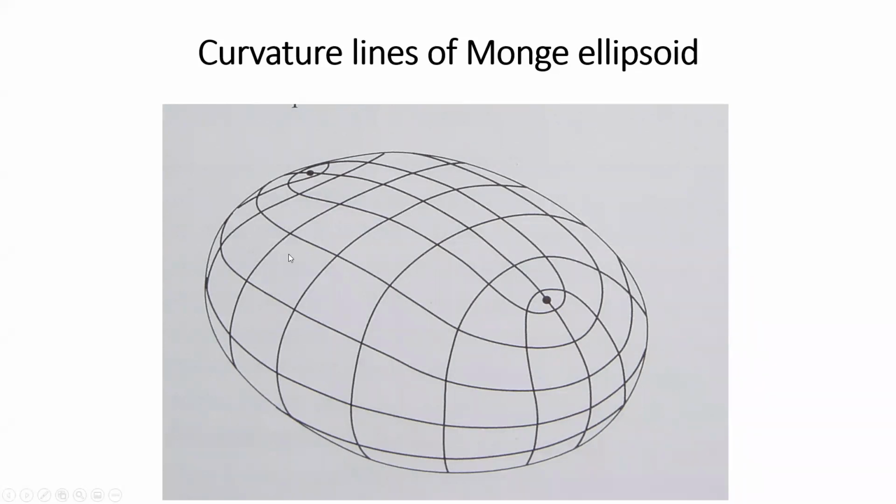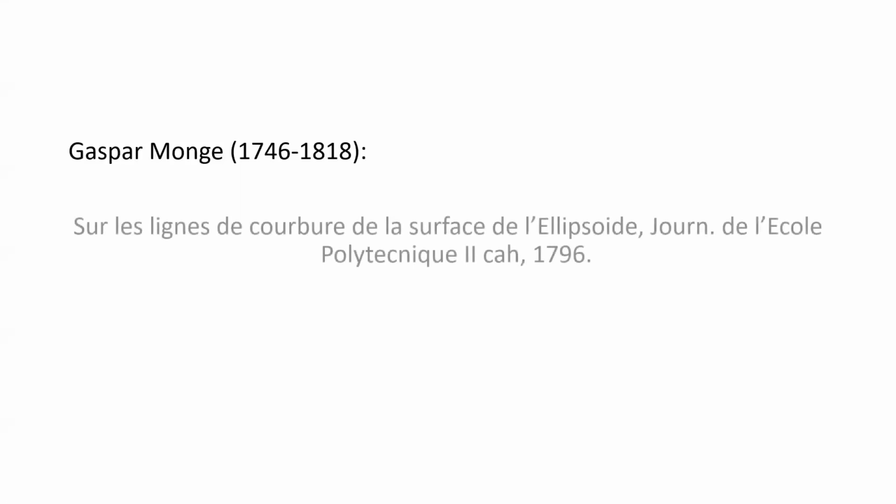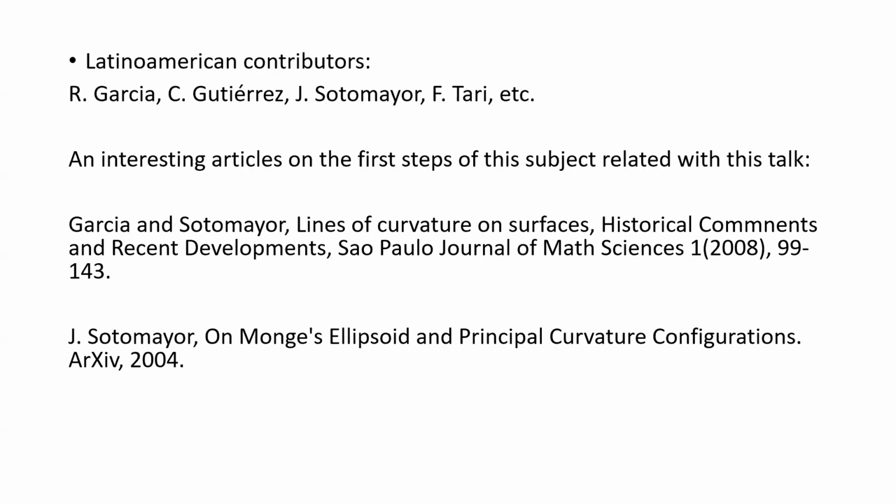Okay, so these are interesting descriptions because they are complete and analytic of compact surfaces in this case. Okay, so Monge studied this ellipsoid in the classic paper that goes back to 1796 and published this.